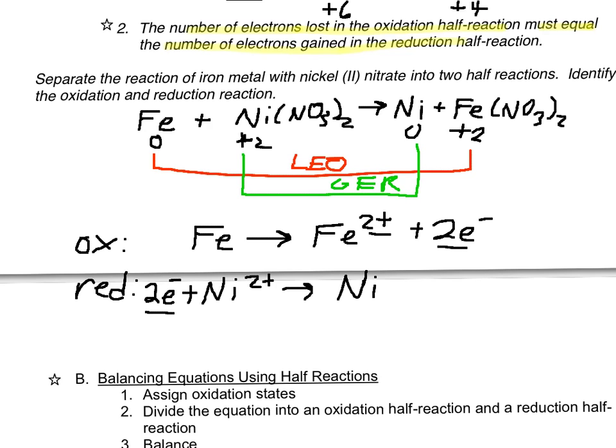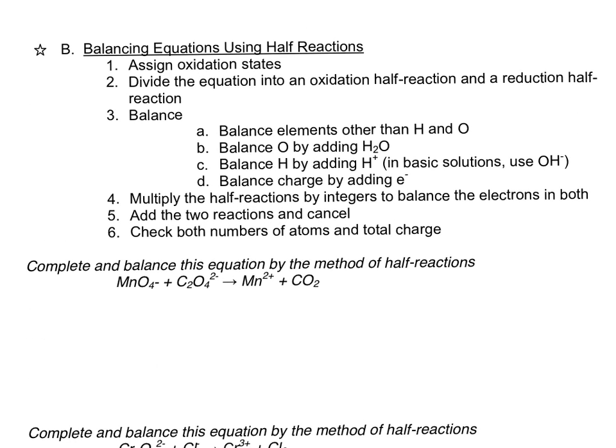Alright, so now we're going to get into the fun stuff. We are going to figure out how to balance these equations using half reactions. First thing you're going to do is figure out what's undergoing oxidation and reduction by assigning oxidation states. But one thing you're going to figure out is you really don't have to do that. You can usually skip on to step number 2, dividing your equation into an oxidation half reaction and a reduction half reaction, because you can figure out how these are going to work. I'll show you that.